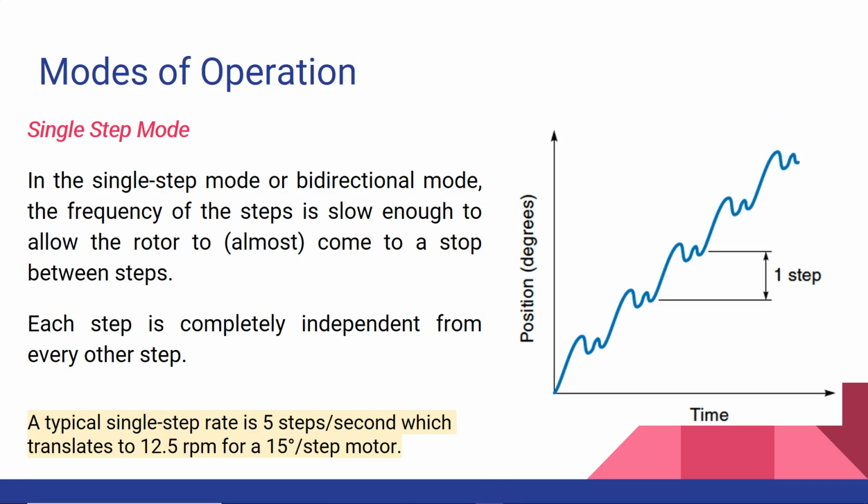This mode has a disadvantage also, which is that the motion of the motor is slow and it is choppy. A typical single step rate in the single step mode is 5 steps per second, which translates to 12.5 RPM for a 15 degree step motor. So here on this curve, you can see this is the position in degrees, and on the x-axis we have time, and this represents the steps. You can see this particular portion of the curve represents one step.